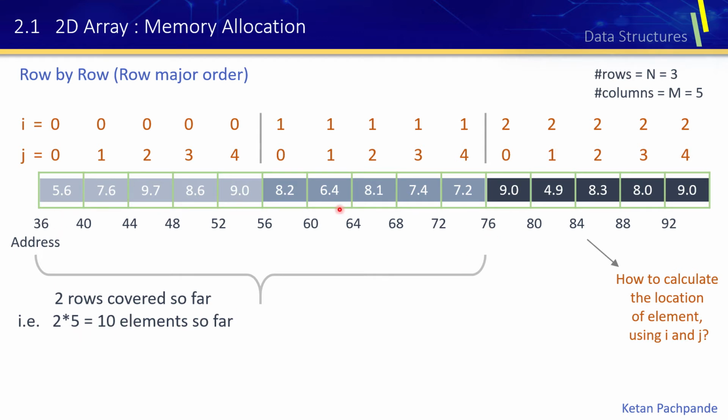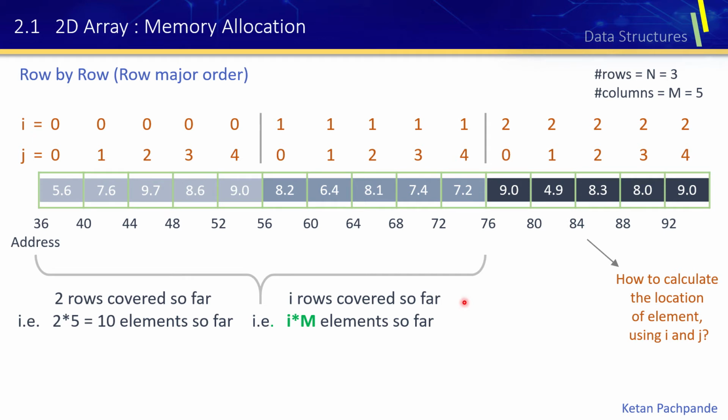And how many elements are there in these two rows? Total 2 into 5, 5 columns in each row. So 5 into 2 will constitute a total of 10 elements. So up to the last element of the first row, a total of 10 elements are stored. So with respect to i, I can say i into m elements are covered so far. i indicates the number of rows covered so far and m elements in each row.